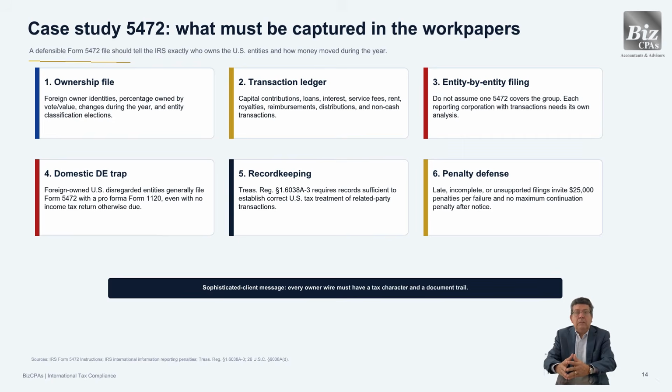Domestic DE trap, meaning a foreign-owned U.S. LLC by one foreign individual, can make you believe that you don't have to do anything. Yes, you do. $25,000 penalty, even if that LLC just owns one property, one investment that doesn't have any activity. No, I'm not making any money. No, you have to file a 5472, otherwise you get a $25,000 penalty. And the record keeping again, it has to be sufficient. Just a late filing, an incomplete or unsupported filing will trigger the $25,000 penalty. So be aware, be mindful, ask your CPA. If not, we're here to help.